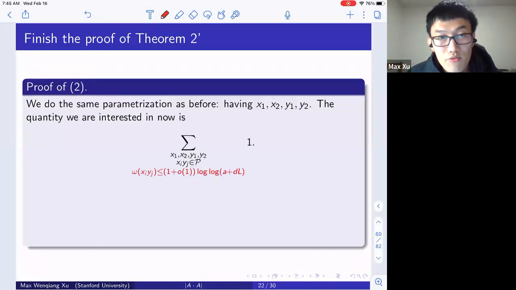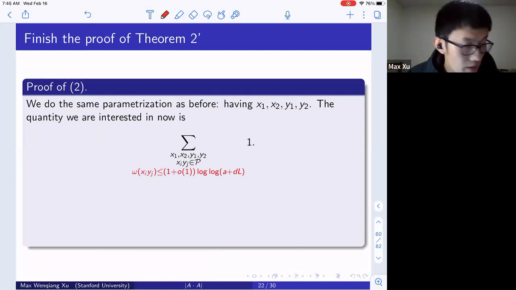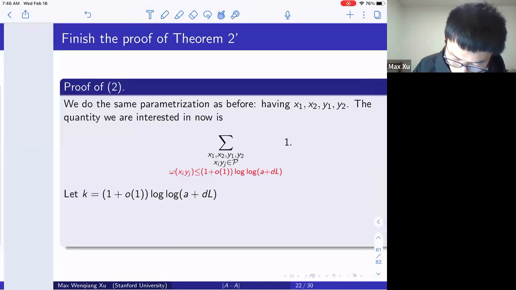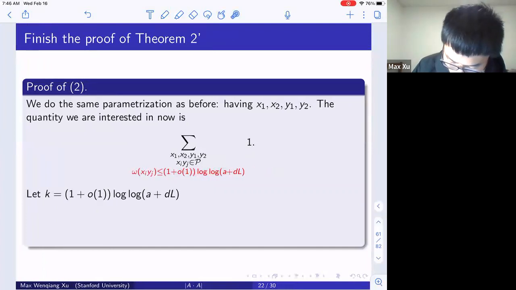We are really interested in the following thing. We're summing over all x_i, y_j such that x_i y_j is in our arithmetic progression. And we have this condition written in red lines. That is some annoying thing. Otherwise, the sum can be easily computed as in the previous lemma. So how do we handle these red lines? Well, we let K be this annoying quantity, log A plus EL.